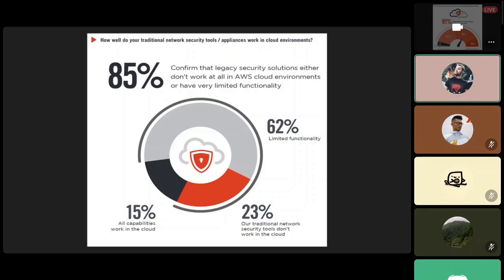23% don't work, 62% have limited functionality, which means we're not going to be able to see all of it, right? And then 15% work, okay? That's like saying Nmap probably works. But a lot of the other tools don't. A lot of the other frameworks don't work, right? And you need to understand that that 62%, that's not just limited to tooling. It's also frameworks and the way how we assess and build controls within cloud environments.